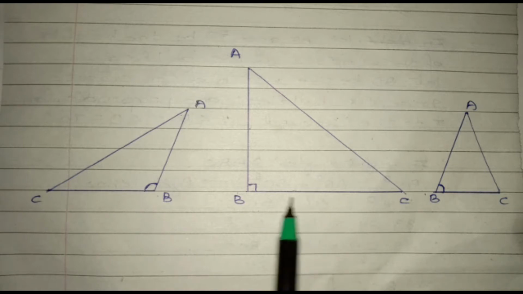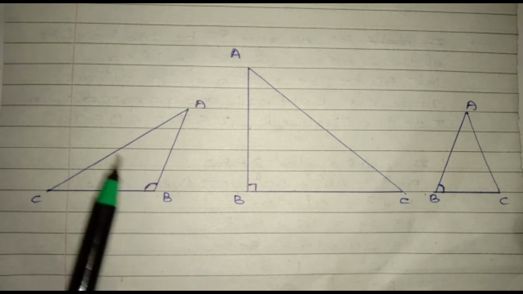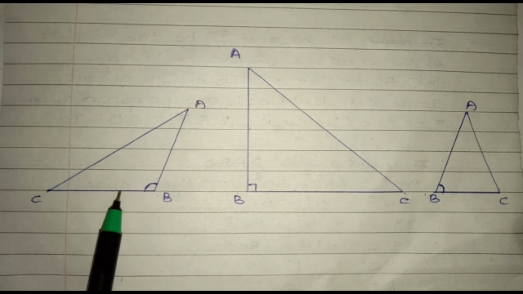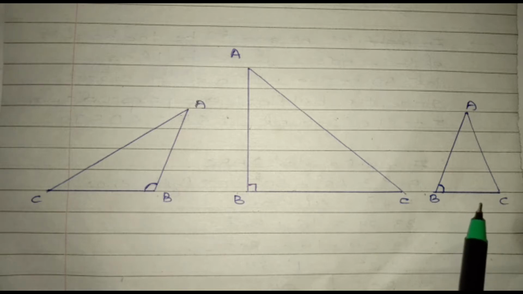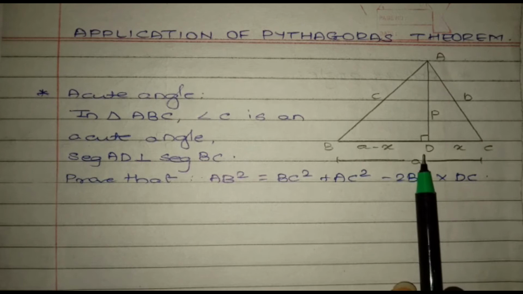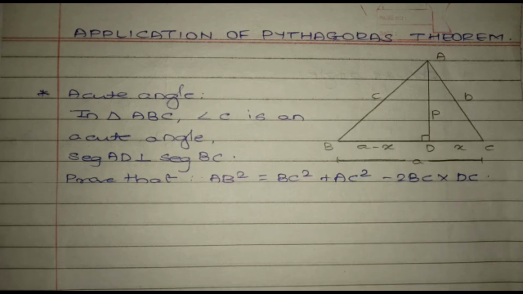Using Pythagoras theorem, we derive some formulas which are used to find the relation between the side opposite to obtuse angle and the remaining two sides of this triangle, and side opposite to acute angle and the remaining two sides of that triangle. So let us start with the derivation. Now this is a triangle containing acute angles. So now we are going to find the relation between side opposite to acute angle and the remaining two sides.